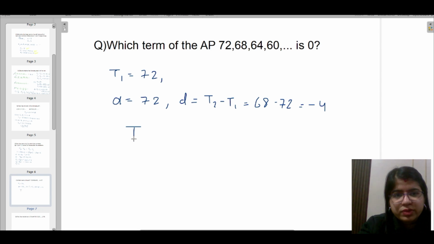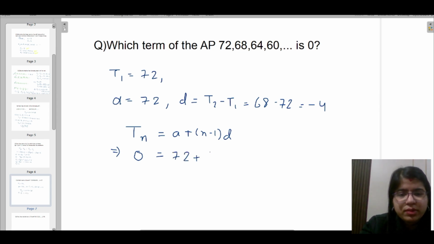Now we know the Tn term is given as 0. So we know the formula Tn is equal to A plus n minus 1 into D. Now what we are going to do? We substitute Tn as 0. 0 is equal to A, 72, plus n minus 1 into minus 4. So students, we will have 0 is equal to 72 minus 4n plus 4.